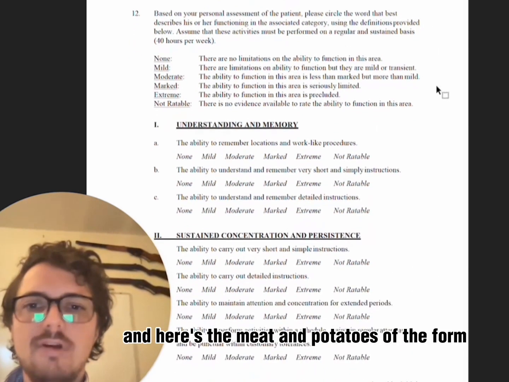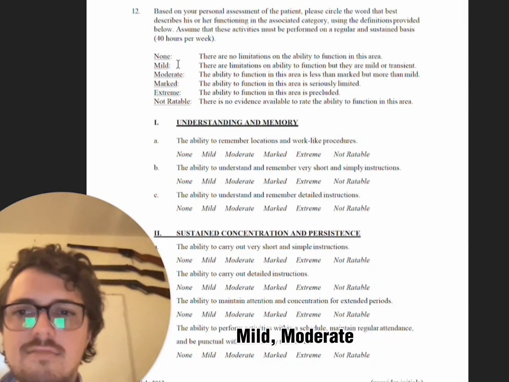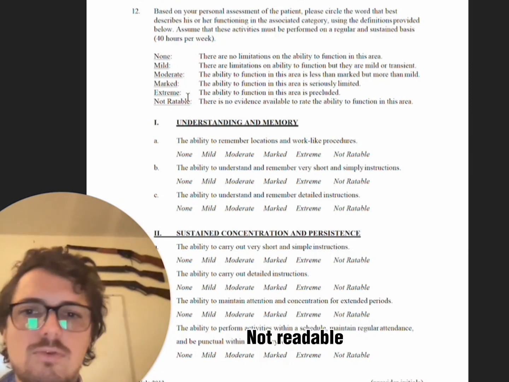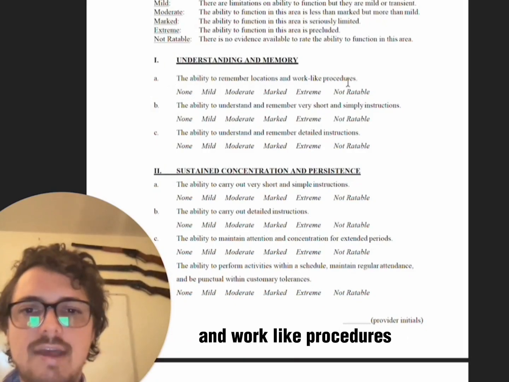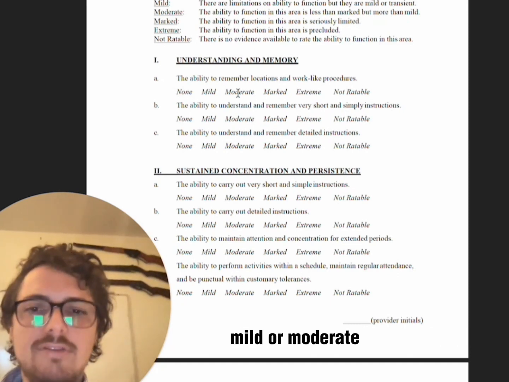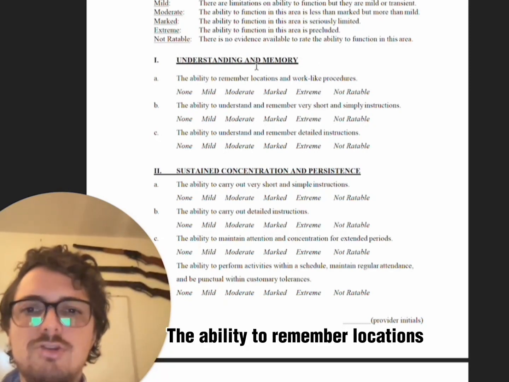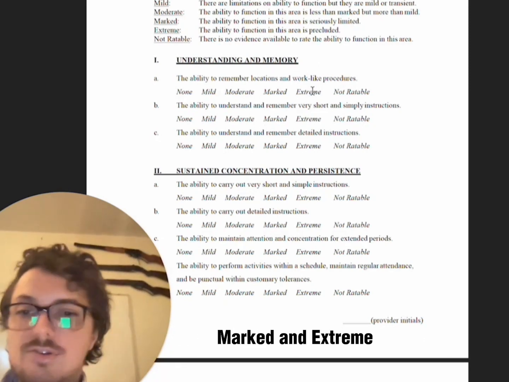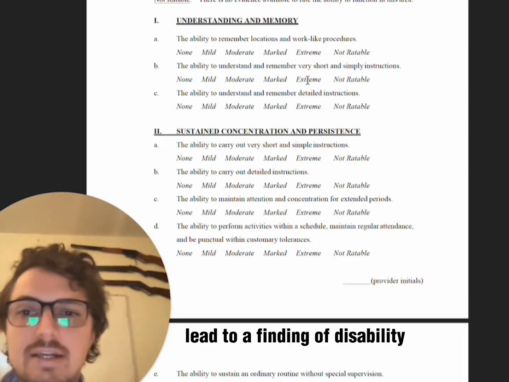And here's the meat and potatoes of the form. Based on your assessment, can the person do whatever the activity is? Mild, moderate, marked, extreme, not rateable, or of course, none. Understanding and memory is the ability to remember locations and work-like procedures. Judges really aren't going to pay attention to none, mild, or moderate. Marked and extreme get the job done, which are seriously limited or no ability to function for whatever the descriptor is. The ability to remember locations and work-like procedures. Marked and extreme are what you're looking for. The ability to remember very short and simple instructions. Marked and extreme would both, if the judge believes it, lead to a finding of disability.